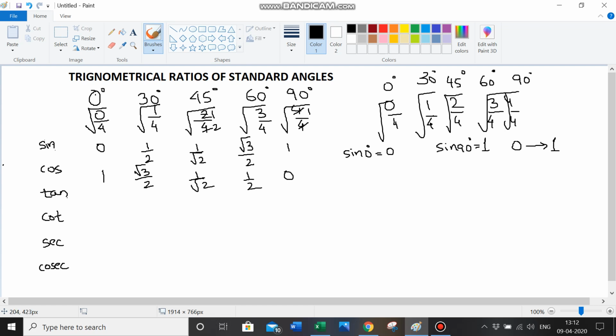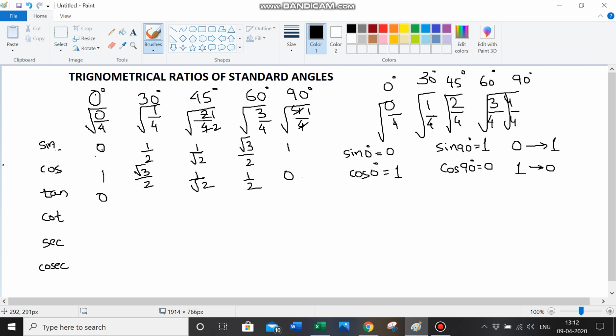Now let's look at tan. Tan we know is sine divided by cos. So 0 divided by 1 is 0. Now let's look at what I had talked about cos. So cos 0 degree is 1 and cos 90 degree is 0, which means I'm moving from 1 to 0, which means this value is reducing, whereas this value was increasing.